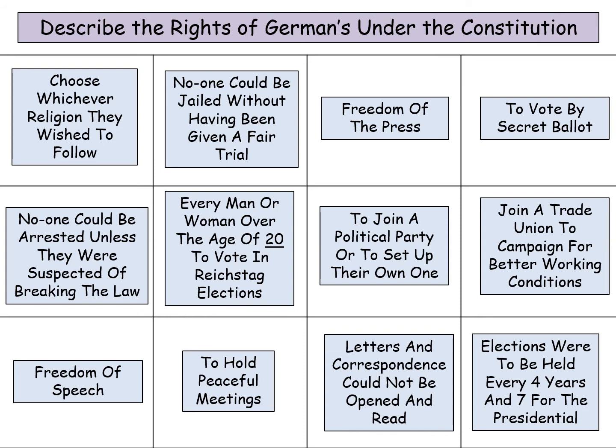And they also built in the right for German people to vote for a new Reichstag every 4 years and for a new president every 7 years. So 4 and 7 became when the elections would be held for the various parts.